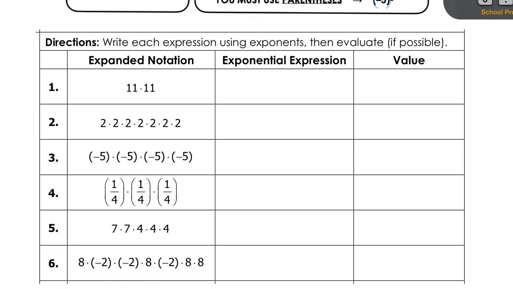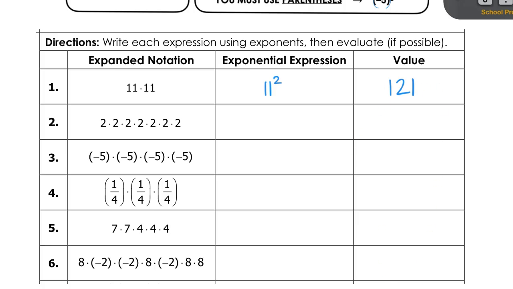And again, most of this is going to be review for you. We're going to take these expressions and condense them into exponential notation. So 11 times 11, another way to write that would be 11 squared, because you're multiplying 11 by itself just 2 times. And then the value, that's just what it would equal. So 11 times 11 is 121. You can use a calculator for all of these. You don't have to do it by hand.